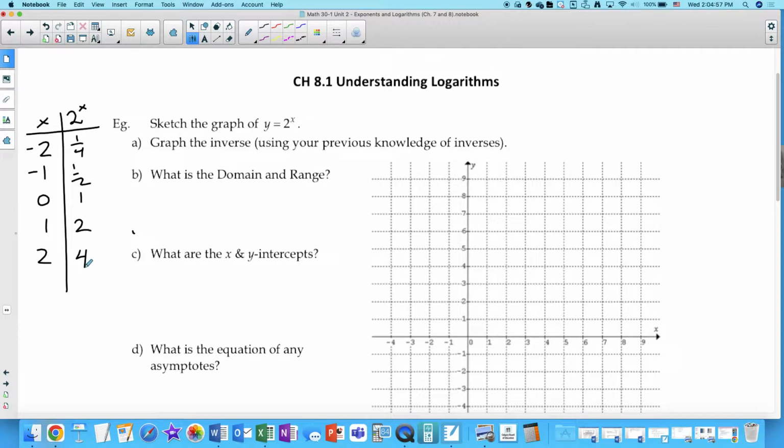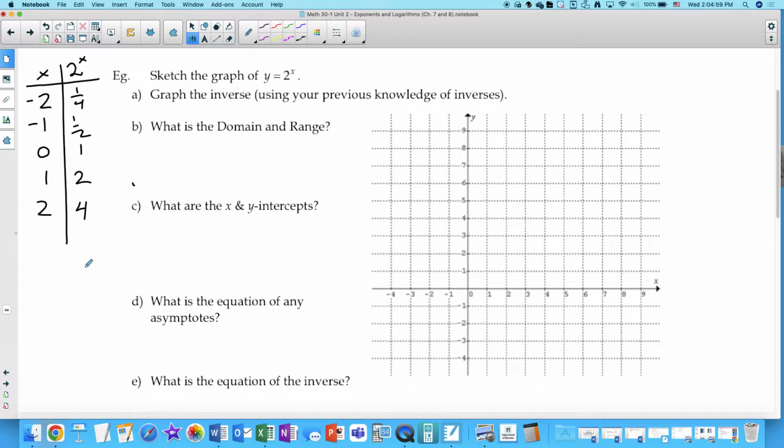Okay, so let's plot those points. We've done this a lot already. So we've got -2, 1/4, -1, 1/2, 0, 1, 1, 2, 2, 4. We could also do 3, 8. Why not? There we go. Okay, so we end up getting very, very close to the x-axis. This is our horizontal asymptote. And then we're going to sort of increase a lot, actually. Increase exponentially. That's a big increase on the right side.